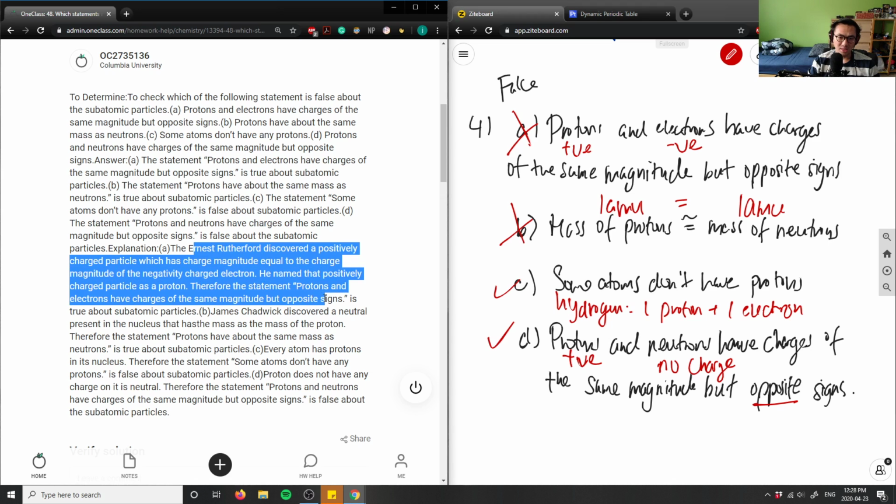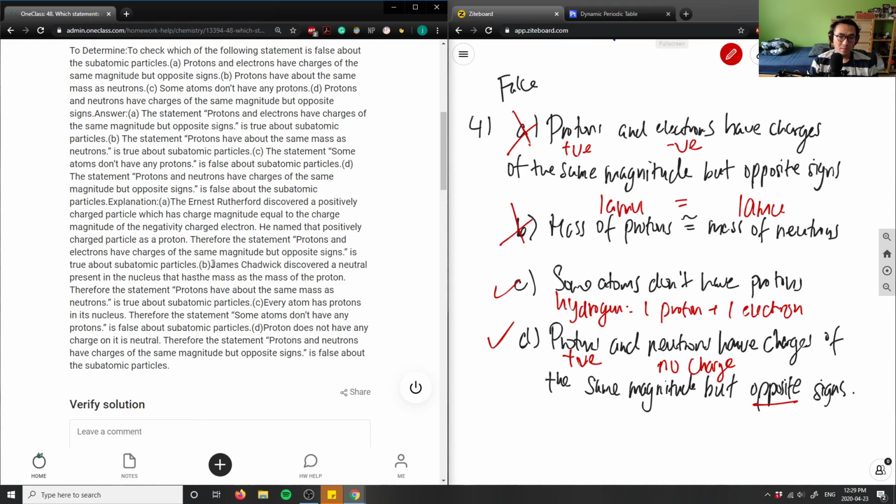A here just kind of backs up the theory behind this. How do we know protons are positive and electrons are negative? Because Rutherford discovered that through his famous experiment. B here, we had Chadwick, who discovered a neutral presence in the nucleus that has the same mass as a proton. That's good. C here's every atom has a proton in its nucleus, right? So again, even the simplest atom here, the hydrogen atom, has a proton, right? That's good.